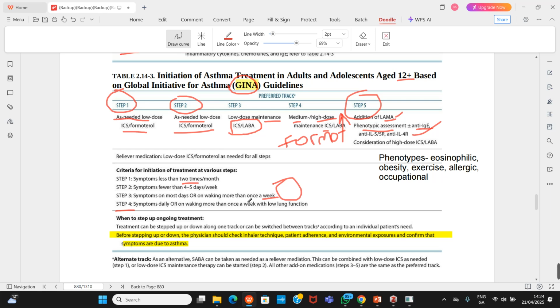Look at the symptom. How many times are you having it in the night per week? Once in the night in a week. That's step 3 automatically. Most days in a week, step 3. And what are you doing? Daily ICS plus LABA. Very, very important.